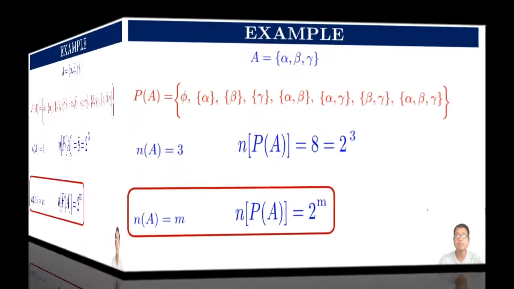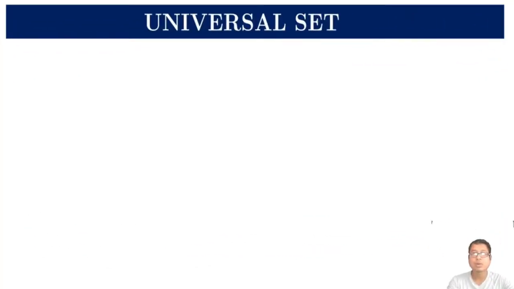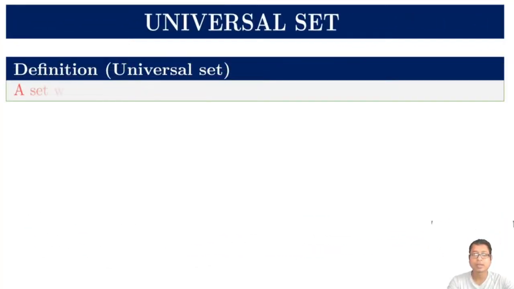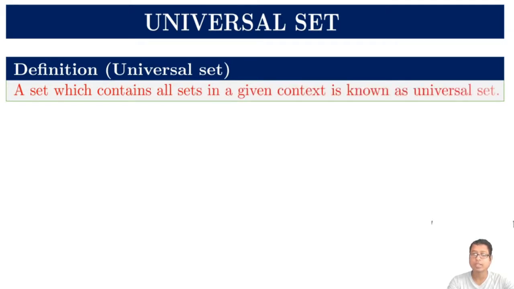Okay, fine. Now let me talk about the universal set. A set which contains all sets in a given context is known as the universal set. That means simply you have to understand that it is the set which is the boss of all sets. That means inside that set all other sets are present in a given context. Okay, in a particular situation, then we say it is a universal set.